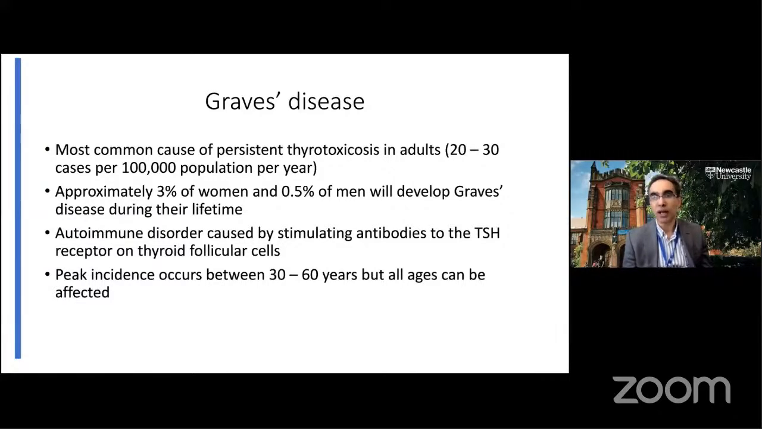Approximately 3% of women and half a percent of men will develop Graves' disease during their lifetime. So it's not that uncommon. An autoimmune disorder caused by stimulating antibodies to the TSH receptor is the mechanism that causes Graves' disease. It's one of the few conditions where the autoimmune system actually stimulates and enlarges the target organ. The peak incidence occurs between the ages of 30 to 60, but it's important to remember that nearly all ages can be affected. I've seen people at the age of 90 years plus being diagnosed with Graves' disease.